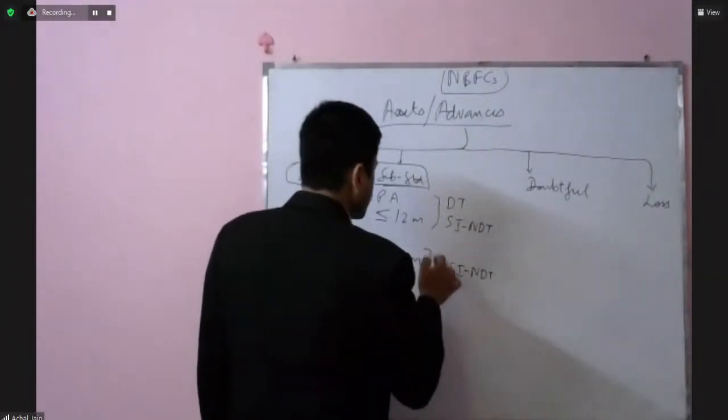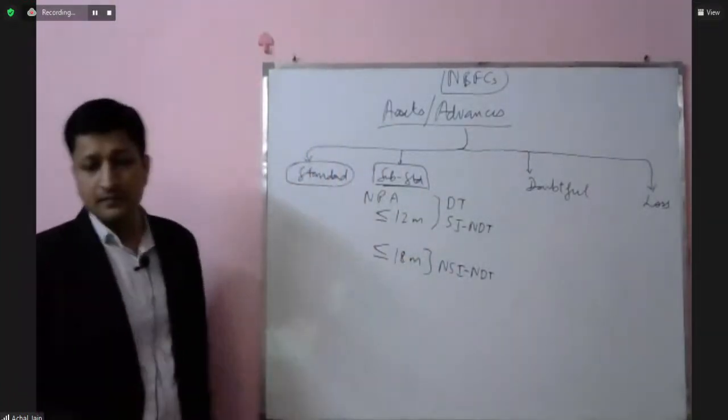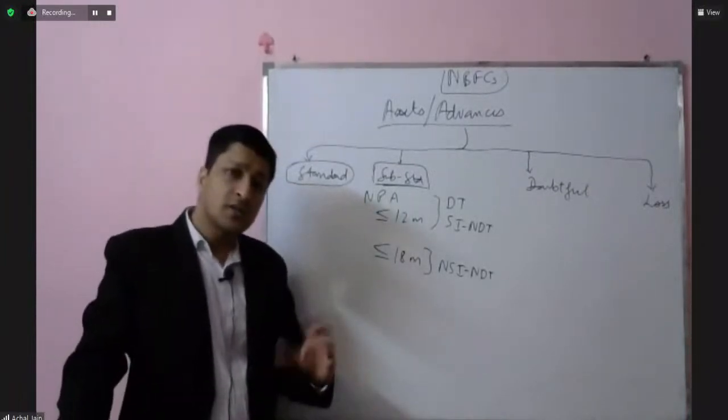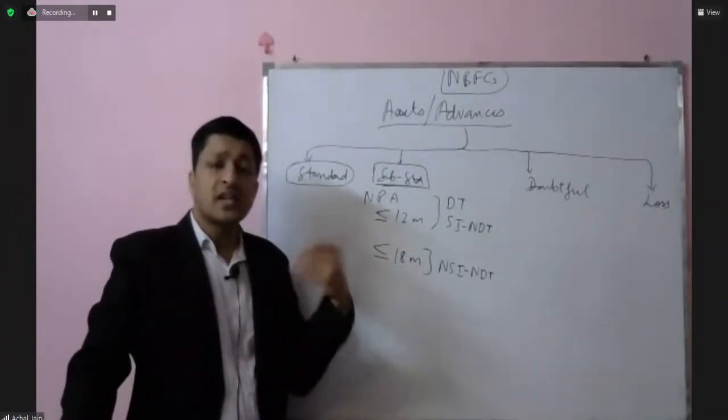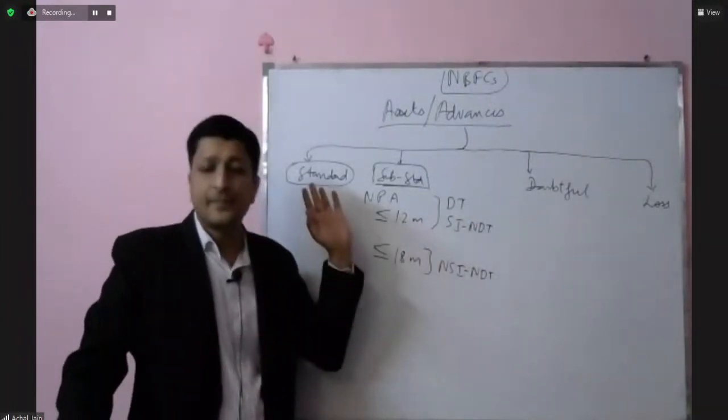Herein, this 12 months criteria will change to 18 months. Now, understood the difference? Why this classification of NBFCs into these categories is important?